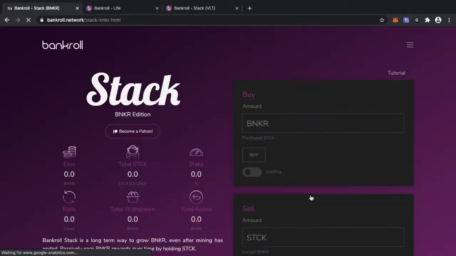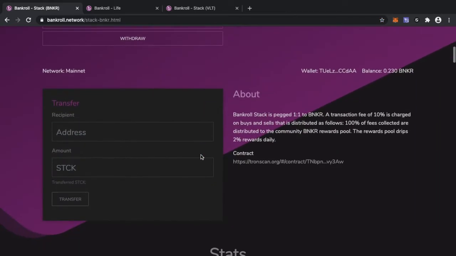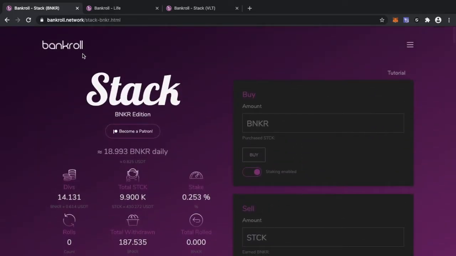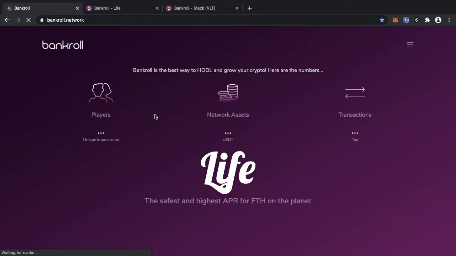And again, if I head on over to Stack, also on the Tron side of it, 247 players, close to 4 million Bankroll tied up, and the contract balance is 4.288 million. So all very good numbers.